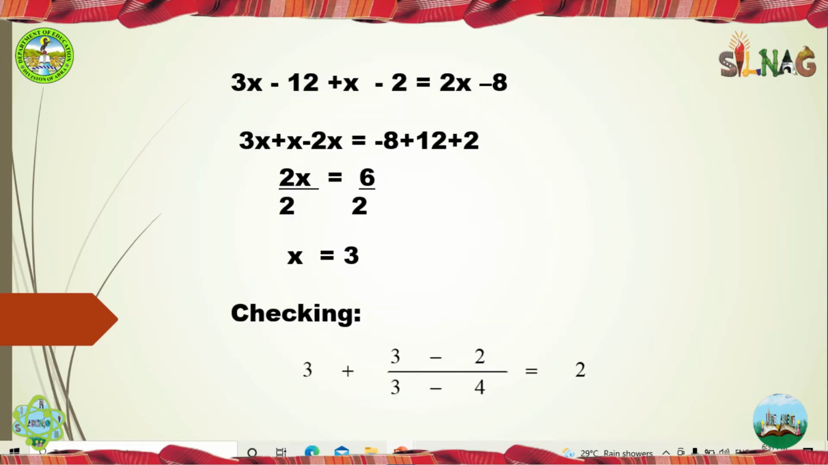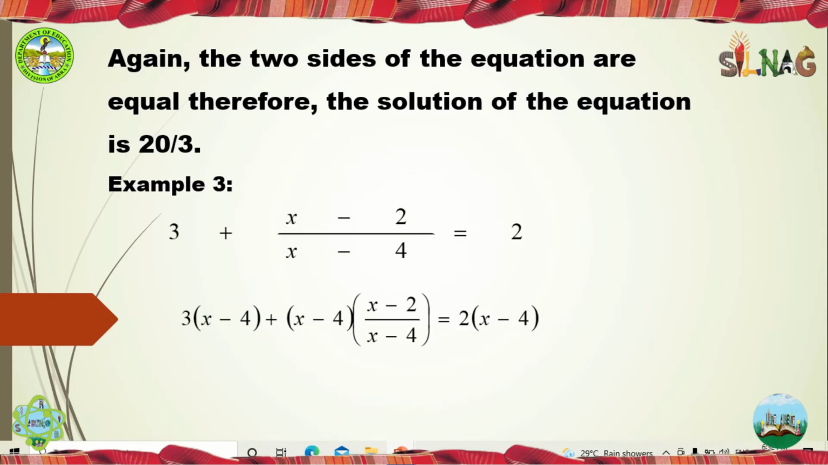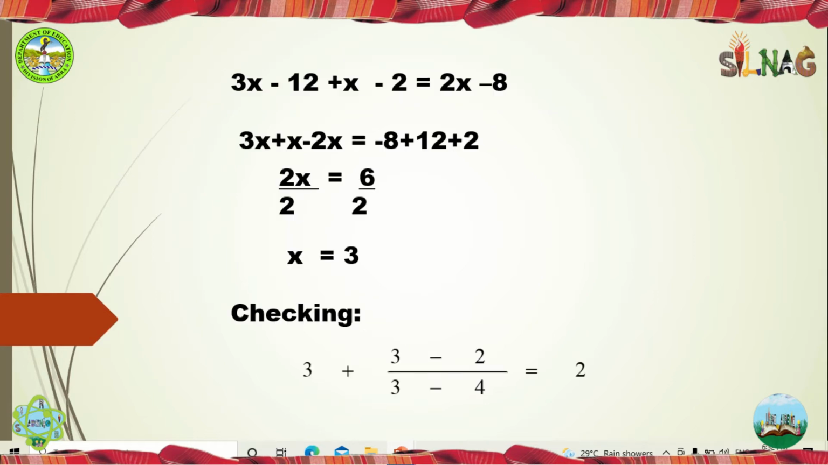Then we have 3 times x is 3x. 3 times negative 4 is negative 12, plus x minus 4 divided by x minus 4 is 1, times the quantity of x minus 2 is x minus 2, is equal to 2 times x is 2x, and then 2 times negative 4 is negative 8.